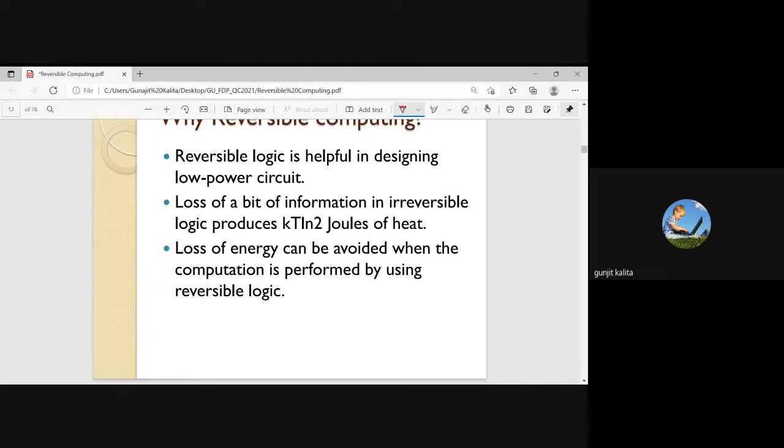This amount of heat generation is there in the case of an irreversible circuit. Of course, even if we design a reversible circuit, it will still be there, but that heat generation will be a little bit less. If you perform heat analysis or power consumption analysis, you'll see that the amount of heat will be a little bit less if you design the circuit using the reversible concept. But in the case of quantum, we expect that heat generation will be near zero.